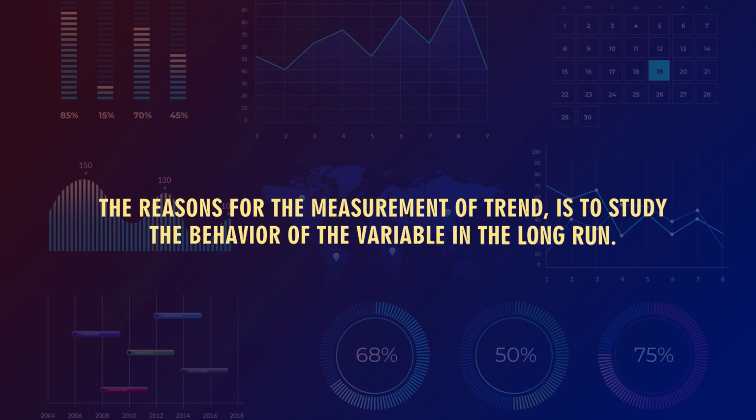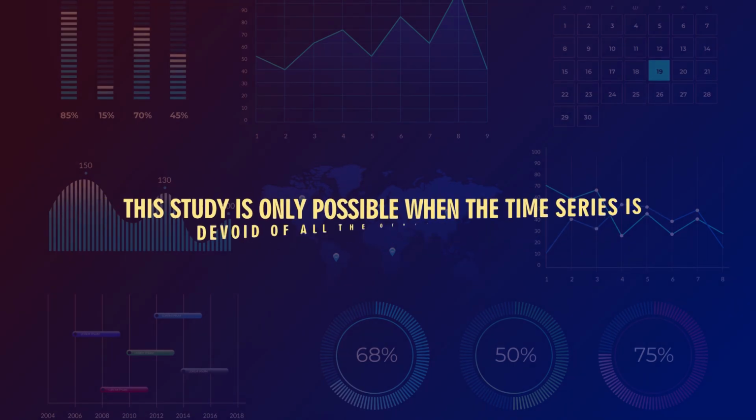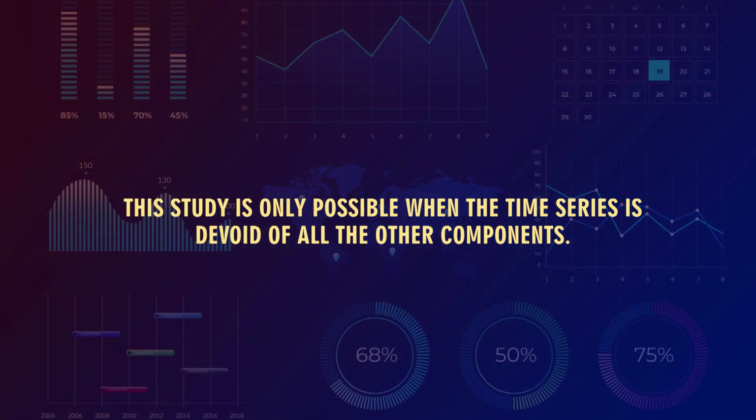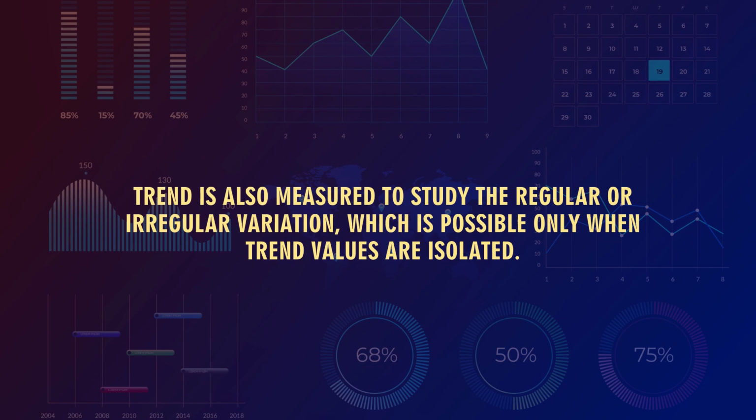In the last presentation on time series, we discussed that trend is the tendency. The reason for the measurement of trend is to study the behavior of the variable in the long run. This study is only possible when the time series is devoid of all the other components. Trend is also measured to study the regular or irregular variations, which we have already discussed in the components of the time series, which is possible only when trend values are isolated, and we can then measure with the help of any of the following methods.